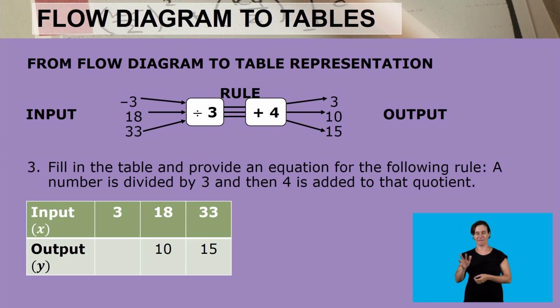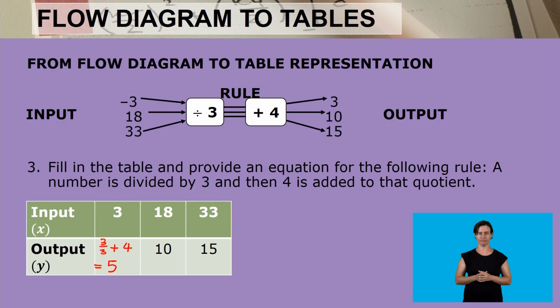What about when the input is a 3? Now in the flow diagram, we can see that it was a negative 3 that was represented. But let's work with a positive 3 and see what the output will be. So from this statement, we know that a number, which is the input value, is going to be divided by 3. Now 3 divided by 3 is of course a 1. We are going to go further and add that 4. That is going to give us a 5, because we know that a number divided by itself is 1, and when we add 4 to that 1, that is going to give us a 5.